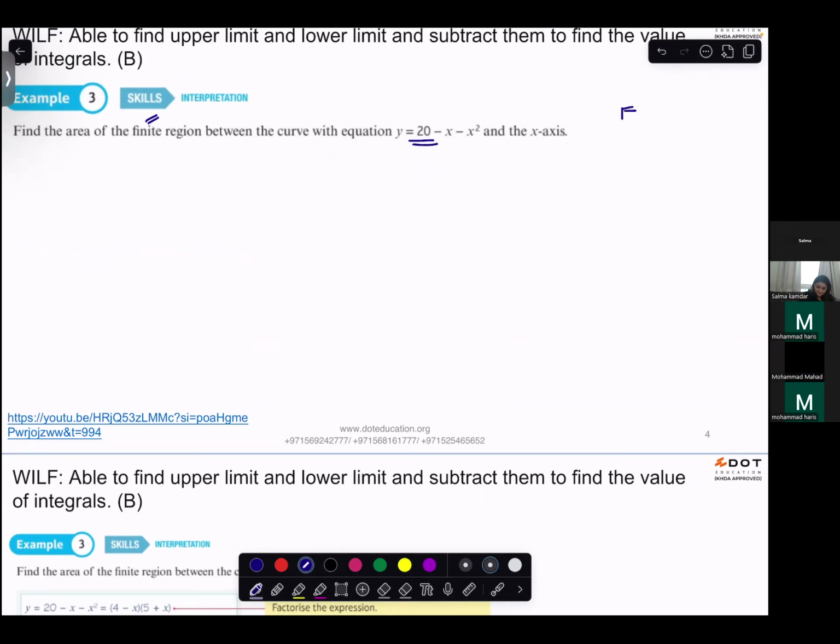Is it possible to find the finite area under the curve in this example? How? We find the roots, right? First, find the roots. How would you find the roots? Put it on your calculator. Give me the roots. So I would say this is coming up to 4 minus x and 5 plus x.